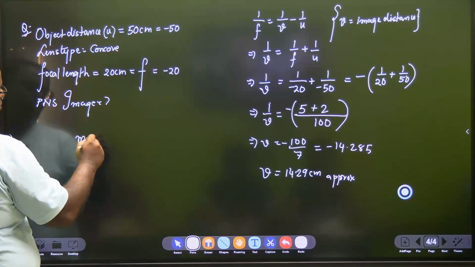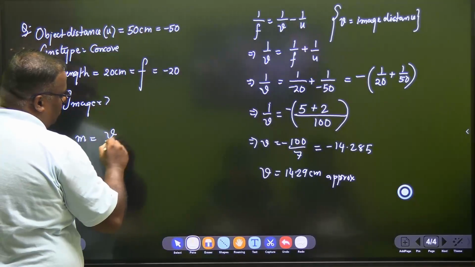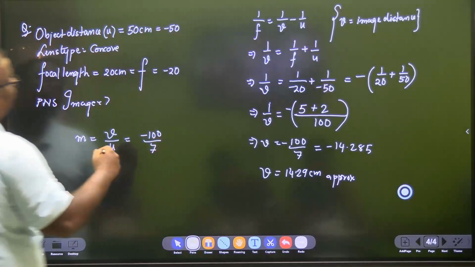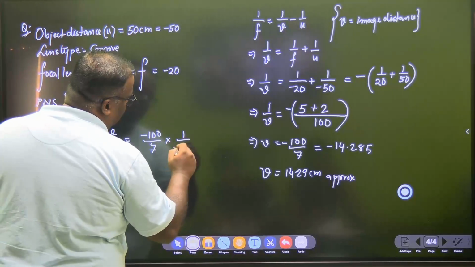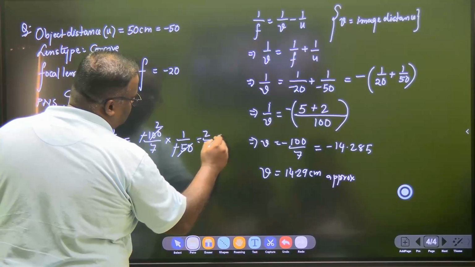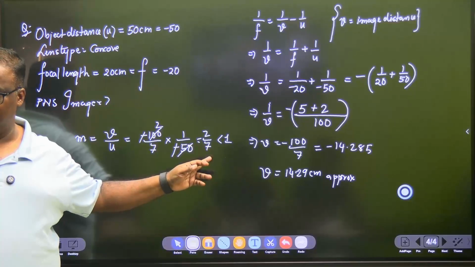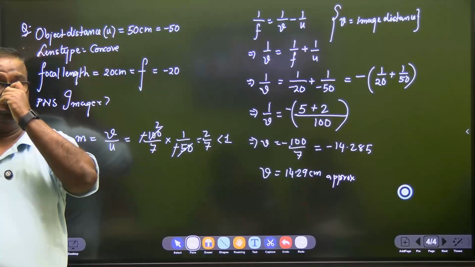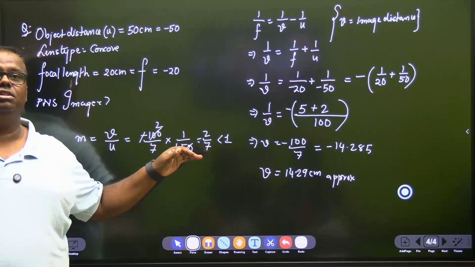So magnification is equal to V upon U. The height of the object is not given, but we can still calculate. My V is negative 100 by 7 divided by negative 50, so into 1 by negative 50. So this and this cancels, and we get 2 by 7, which is less than 1. So since it is positive, the image is erect. And since the ratio is less than 1, the size is smaller than the object. Is the logic understood? Did you understand or not? Yes, very good.